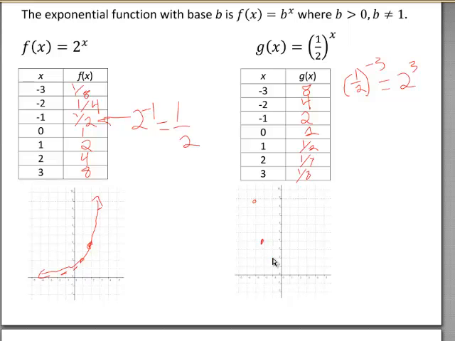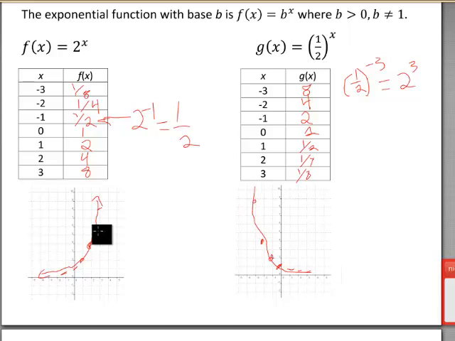At negative 1 it's 2, at 2 it's 1, at 0 it's 1, at 1 it's a half, at 2 it's a fourth, and at 3 it's an eighth. So again, if we try to draw a nice smooth curve, it's not supposed to go below the x-axis here, but it flattens out. Okay? So we have the same basic shape. It's supposed to be, again, a nice smooth curve there.